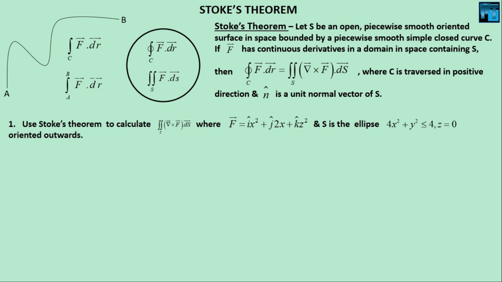Now see, s is oriented outwards. What does that mean? That means the counterclockwise direction, the positive direction, because every surface has two directions. And this time the outward direction, that is the positive direction, is considered.